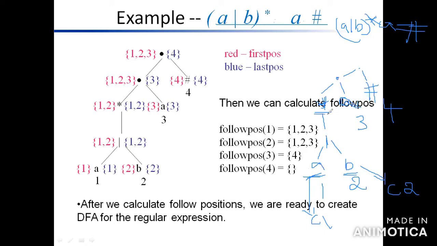Here the star is C1 and a is C2. For the dot, the left is C1 and the star is C2. Okay, it's clear. Then for the leaf with numbering 1, the first position is 1: the left cell indicates the first position, and the right cell indicates the last position. So now you just check this diagram.